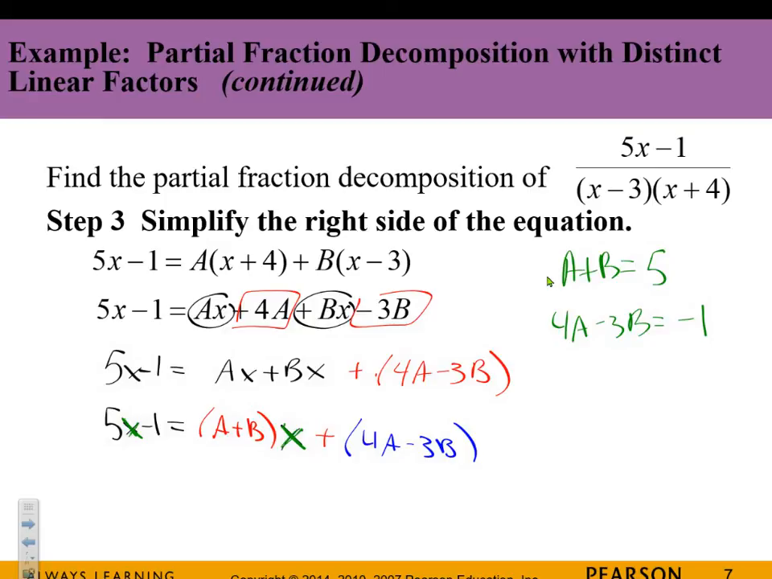A system where I can solve for A and B, and then I throw them on the top of the numerator, and there's my fraction decomposition. So A. Man, applause.